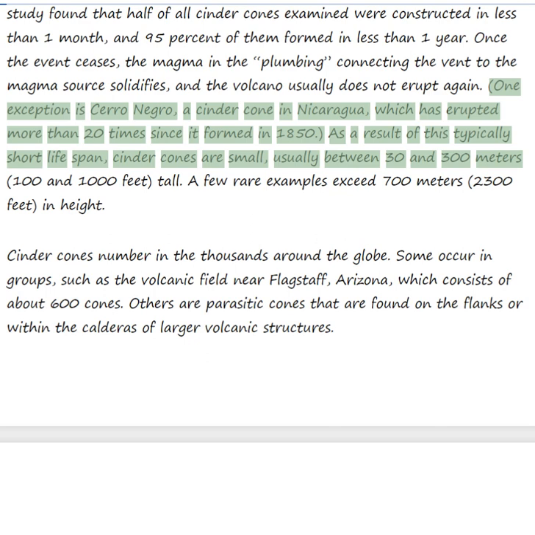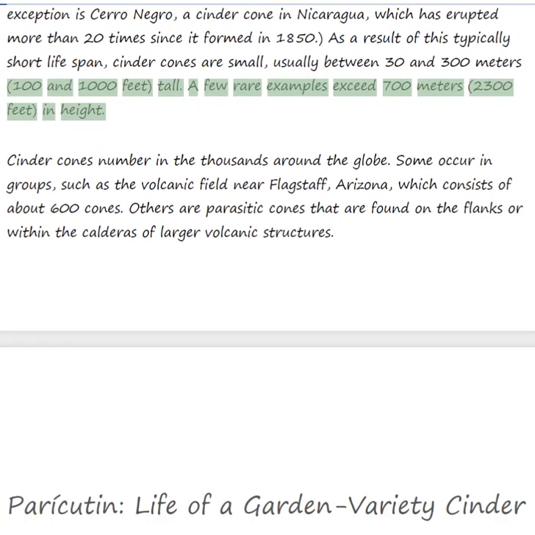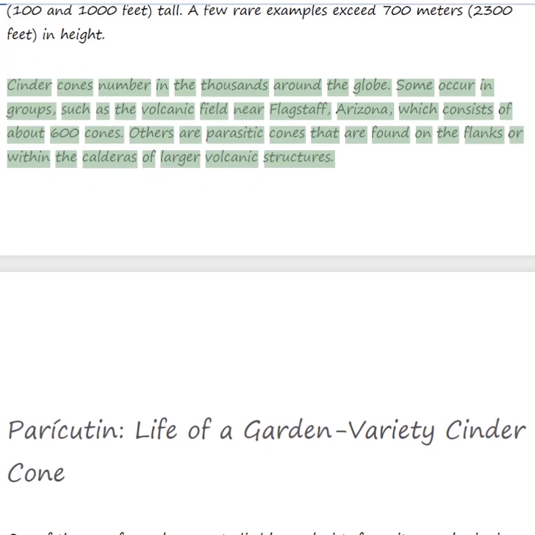As a result of this typically short lifespan, cinder cones are small, usually between 30 and 300 meters tall. A few rare examples exceed 700 meters in height. Cinder cones number in the thousands around the globe. Some occur in groups, such as the volcanic field near Flagstaff, Arizona, which consists of about 600 cones. Others are parasitic cones that are found on the flanks or within the calderas of larger volcanic structures.